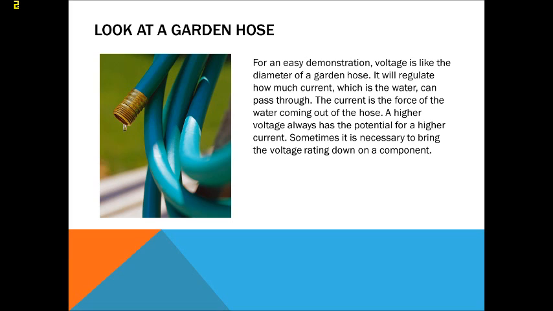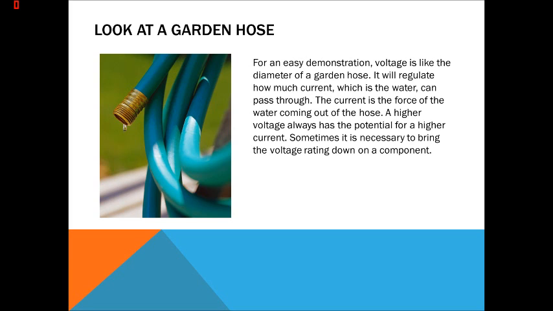For an easy demonstration, voltage is like the diameter of a garden hose. It will regulate how much current, which is the water, can pass through. The current is the force of the water coming out of the hose. The higher voltage always has the potential for a higher current.